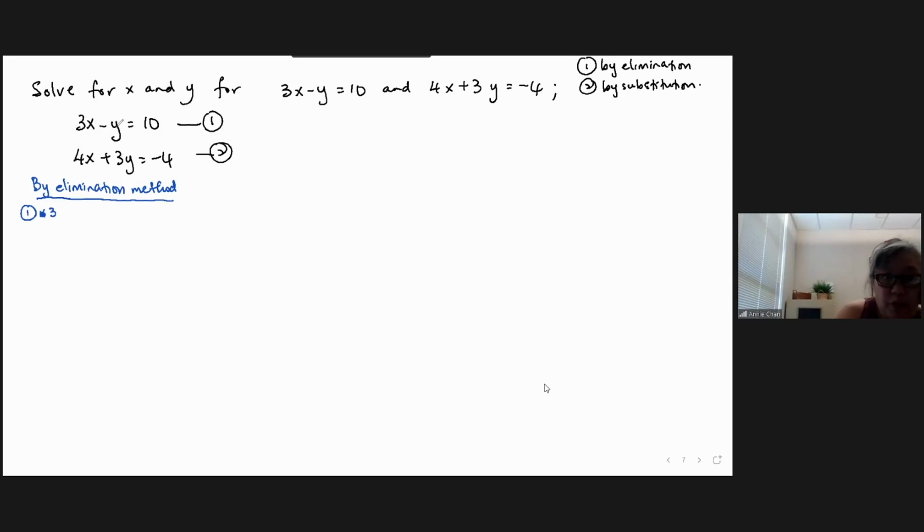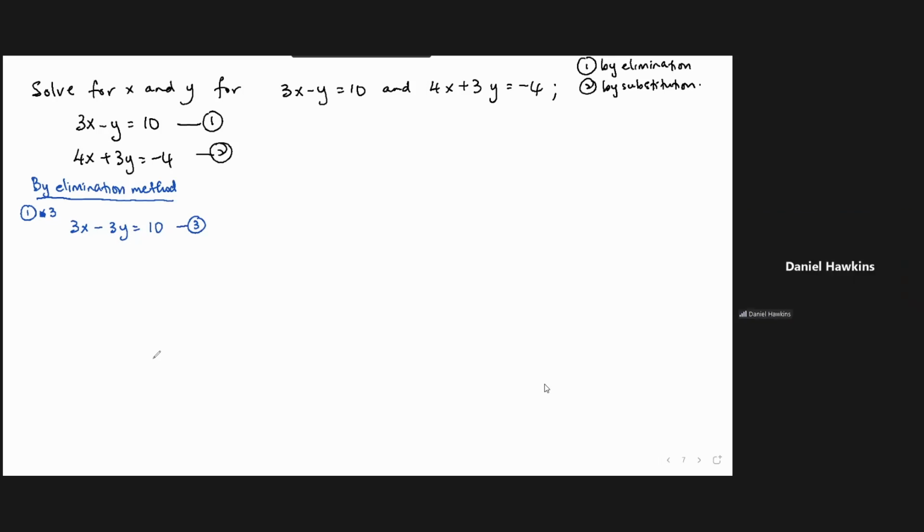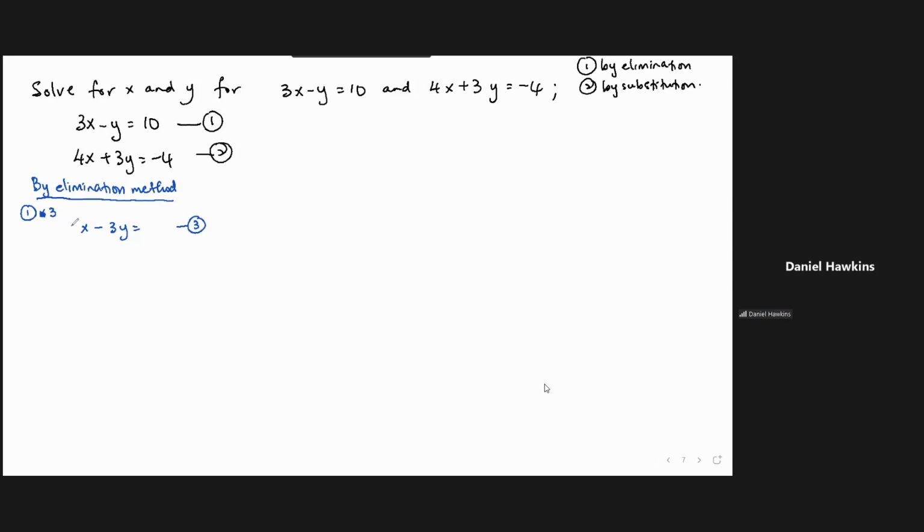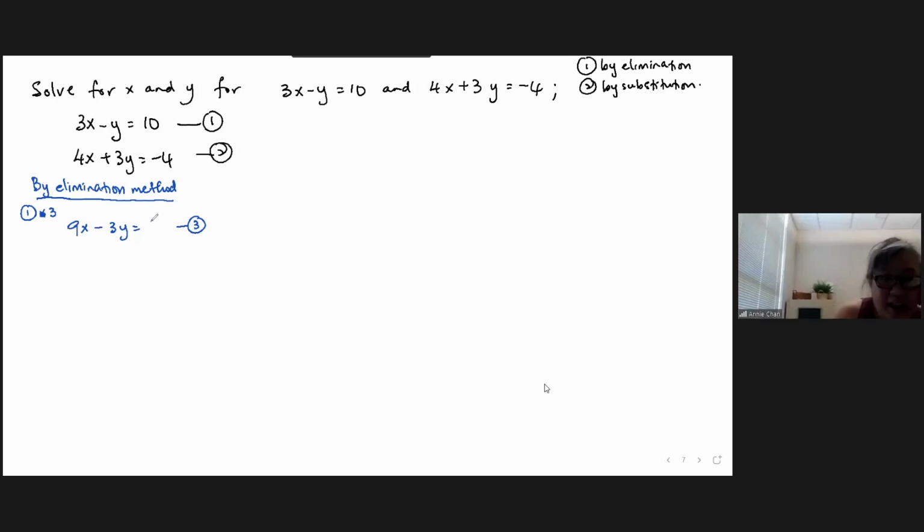So I'm going to take equation 1 and multiply by 3 so that y will have the same coefficient. So I will have 3x minus 3y equals 10. And I'm going to set this one as equation 3. Do you see that? Wait, don't you have to multiply everything by 3 then? I do, right? Why did I not? 3x is 9x and 9x, 3y, 30. Thank you.